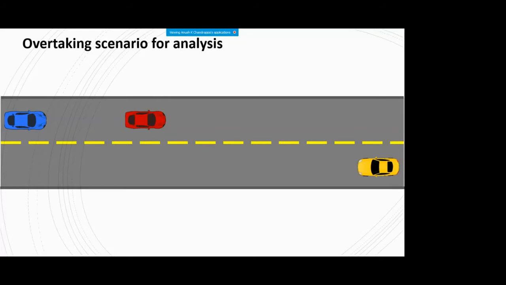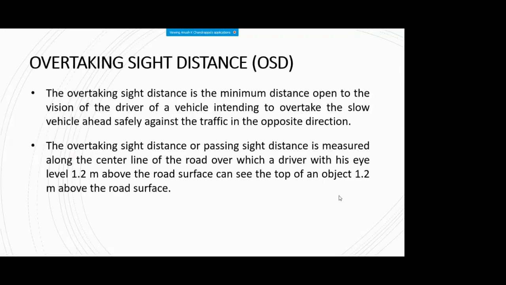So obviously there will be overtaking operations, and if so, then there should be a sufficient distance visible to the driver of the overtaking vehicle so that he or she completes the overtaking operation safely. So just to quickly see what we had covered.